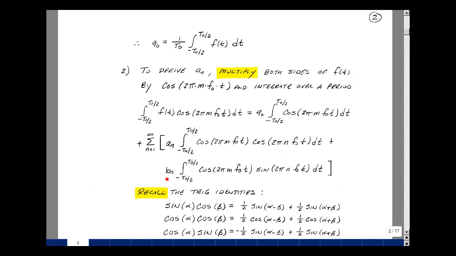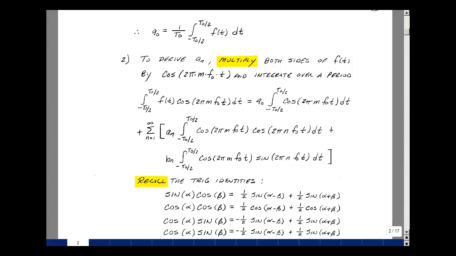Likewise for the second term, I'll pull out the b sub n, multiplying through by the cosine of 2 pi m f naught t, and the other term that was there was the sine of 2 pi n f naught t dt. I've got a product of cosine, cosine, and cosine sine, so let's pull some trig identities up.